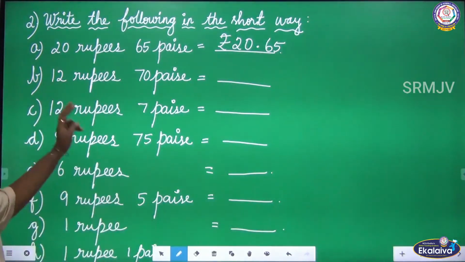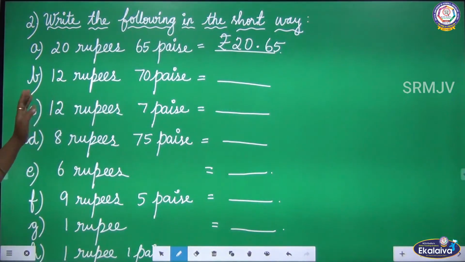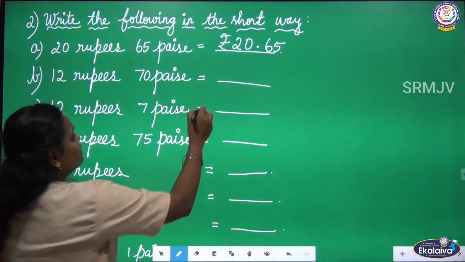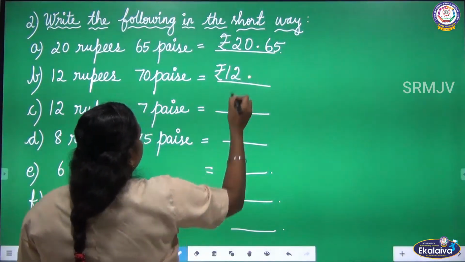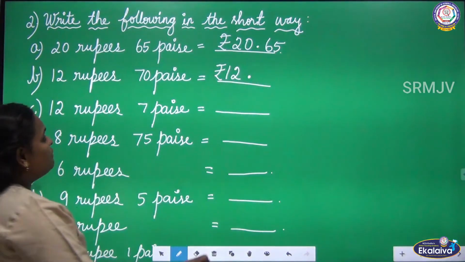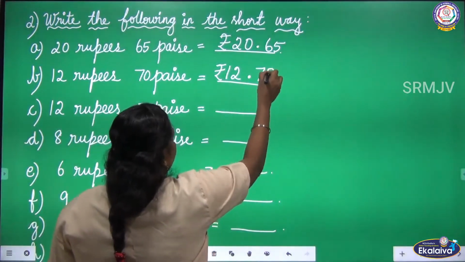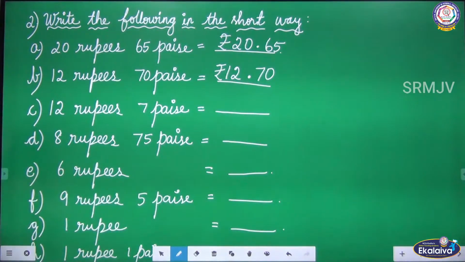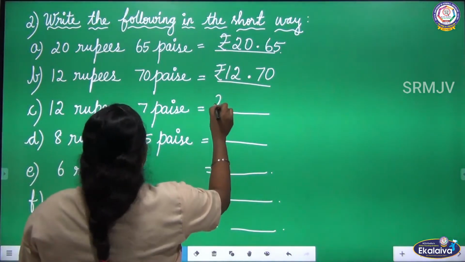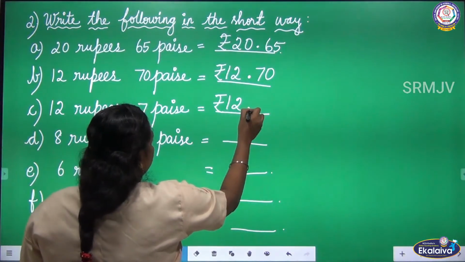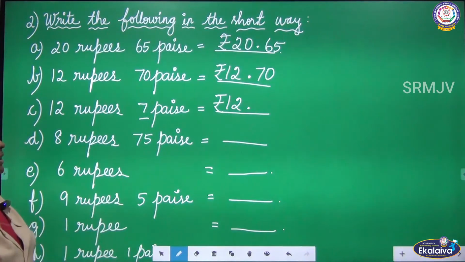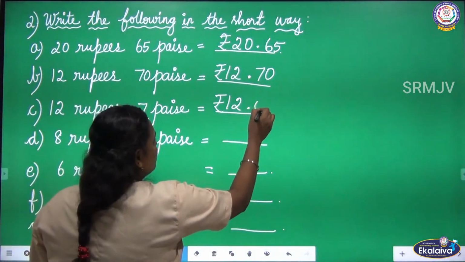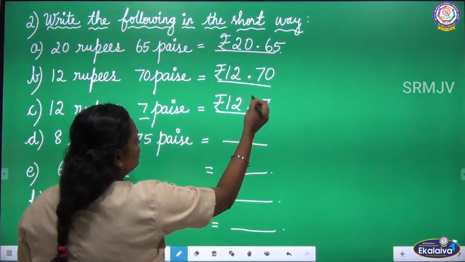Next one, 12 rupees 70 paise. 12 rupees and then 70 paise. So you write rupees symbol, then 12 rupees, then the dot, then how many paise? 70 paise. So you write 70 paise. Next one, 12 rupees, then 7 paise. So write rupees symbol, 12 rupees. See, listen children, here only one digit they have given, okay. So after the dot, 2 digits must be there. So you write 07.